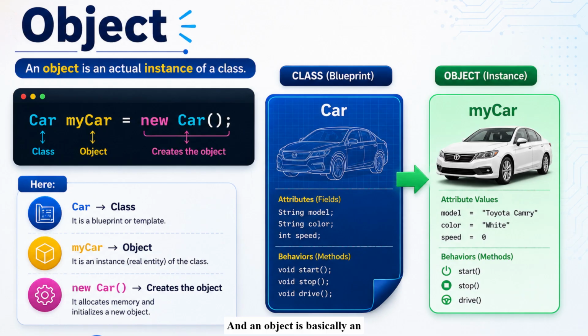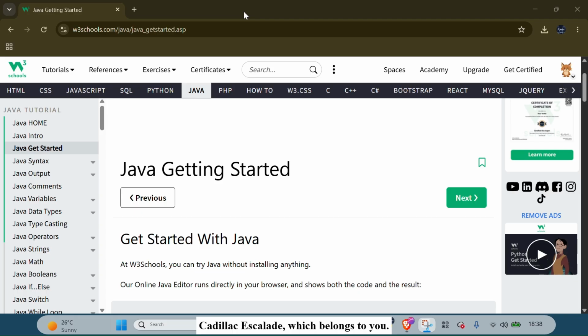And an object is basically an actual instance of a class. Like you can have a car, which is your class. A class is mainly like looking at an overall thing. So a car is the overall thing, and in a car, you know that there are a lot of cars. So my car is an object, like your car. You might find that there are a lot of Cadillac Escalades, but among them, there's your Cadillac Escalade, which belongs to you. So that is an object.